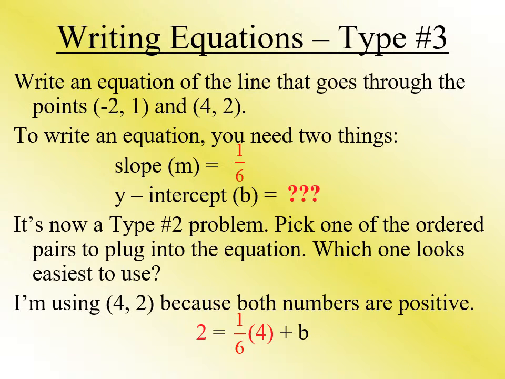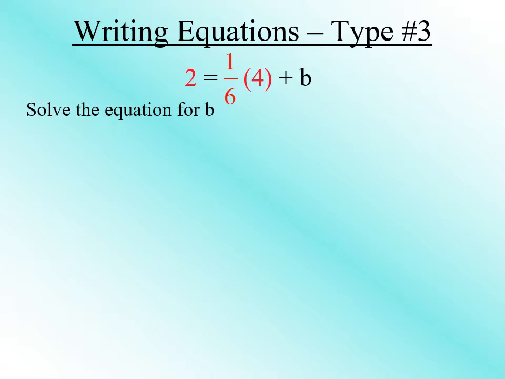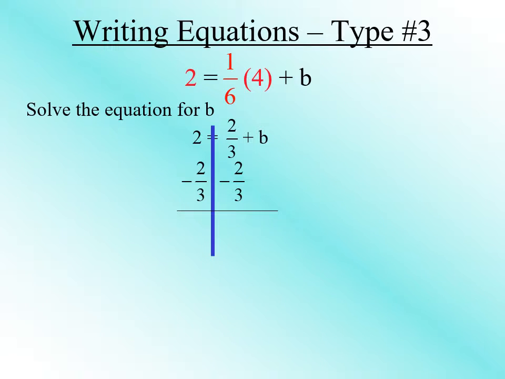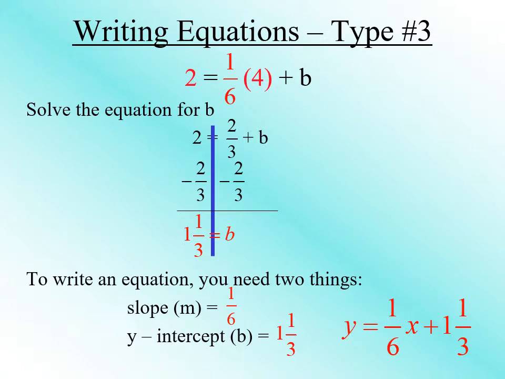You can multiply everything by 6. You can just use fractions. So we have 2/3 here. We're going to subtract 2/3 from both sides, and we get 1 1/3. Again, we can leave it as an improper fraction as well.